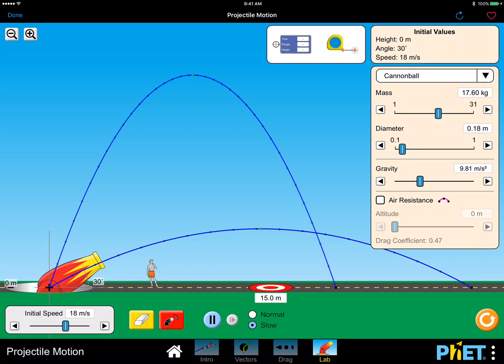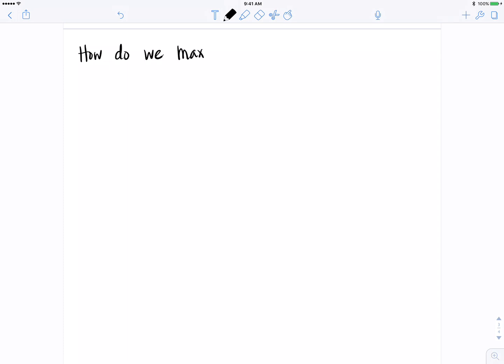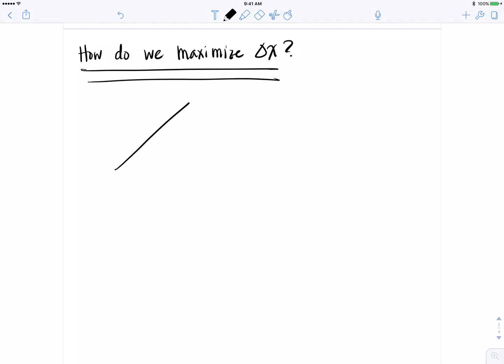Now this is different than asking how we maximize, and I think this is where some of you got confused. We also asked a question in class, how do we maximize delta x? This is the question that you want to answer with 45 degrees, because in the 45, 45, 90 right triangle, we have sides of root 2 over 2, which means that Vx and VIY are both maximized.